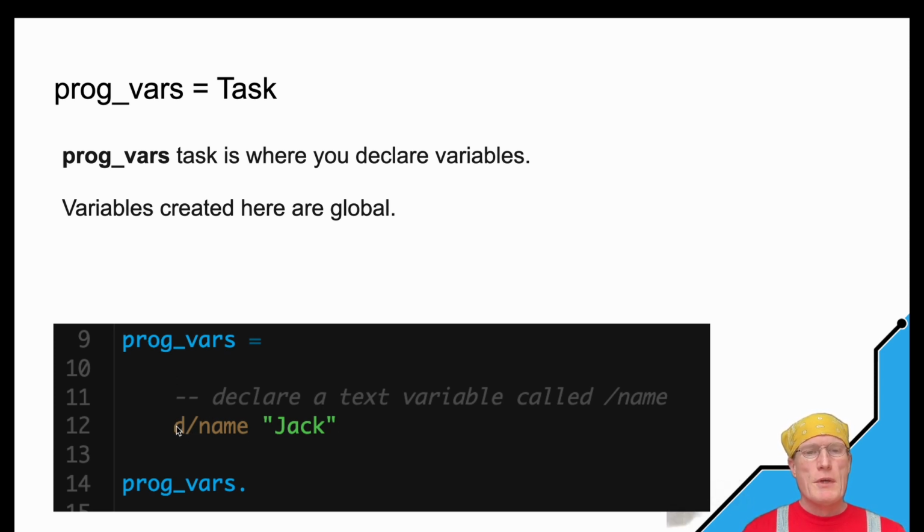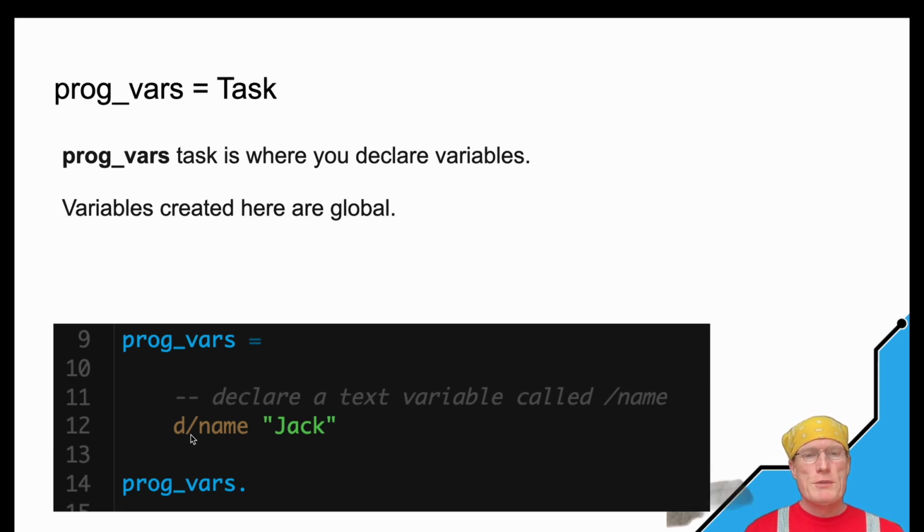So first of all, we have the D and a slash, and then the name of the variable. And in this case, the name just happens to be name. And then the value, the first value that we give it is Jack in quotation marks. And what that does is that tells Octagon that we have a new variable called name and that it will be a text variable because we're storing text in it the first time that Octagon sees it.